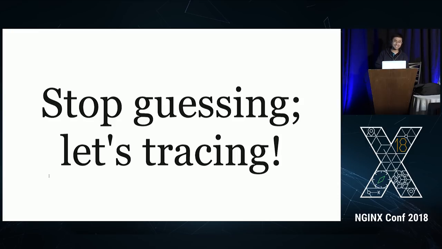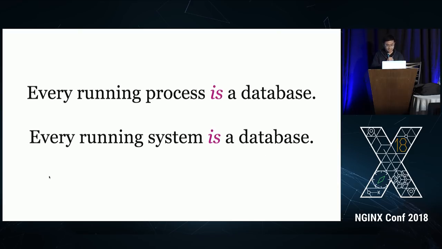So first things first, stop guessing. Let's go tracing. Sorry for the grammar mistake. It needs a different kind of perspective, so maybe it may sound weird: every running process is literally a real-time database. The traditional wisdom is to add metrics or logging or other monitoring places into the target processes to collect data from the processes and then put that data into some relational or time series databases. But that's actually a real waste of resources, because the process itself is a database.